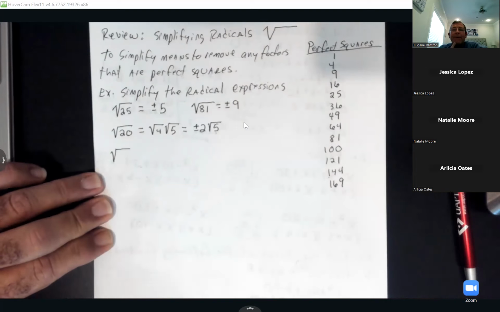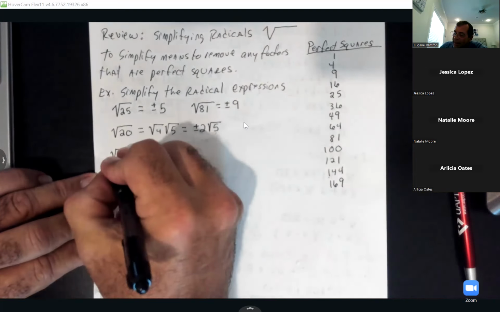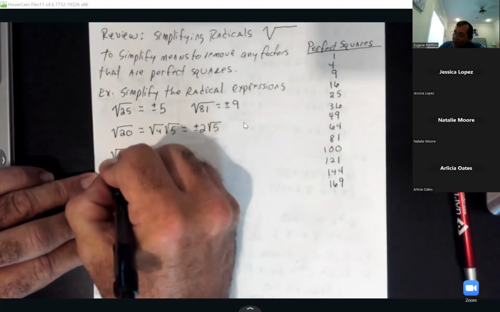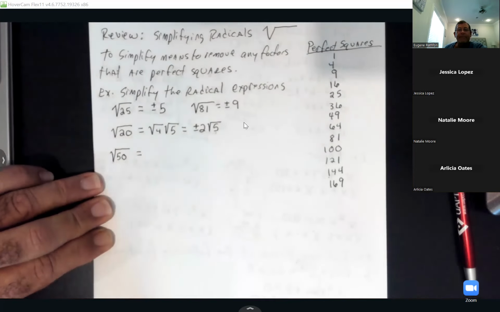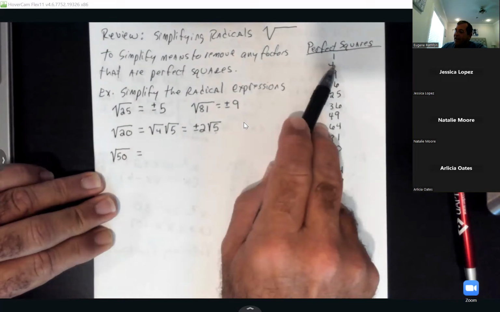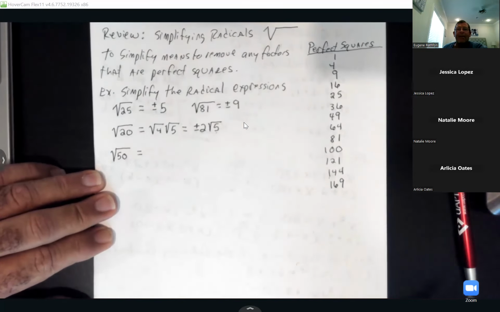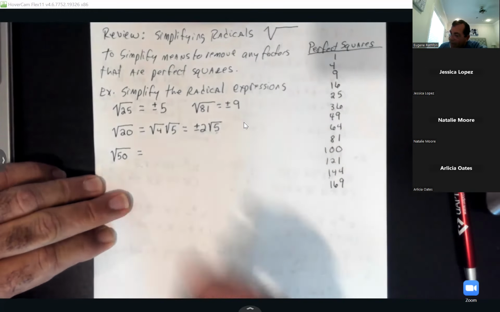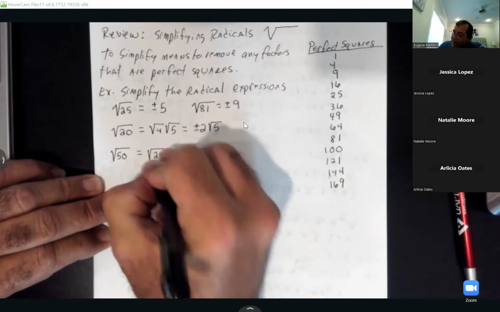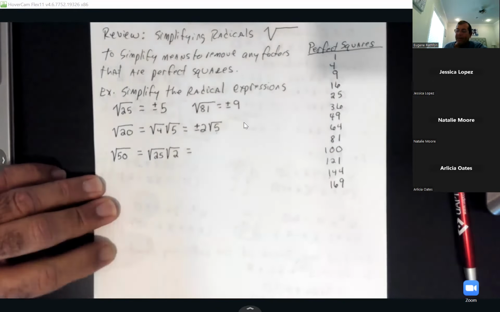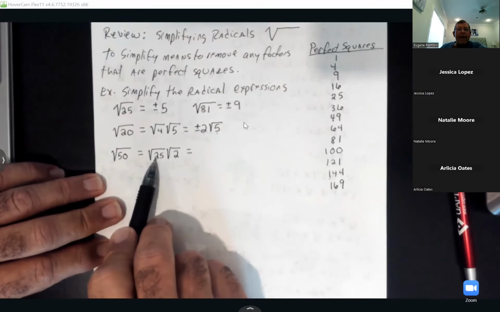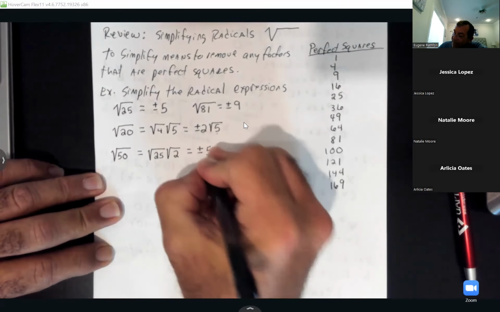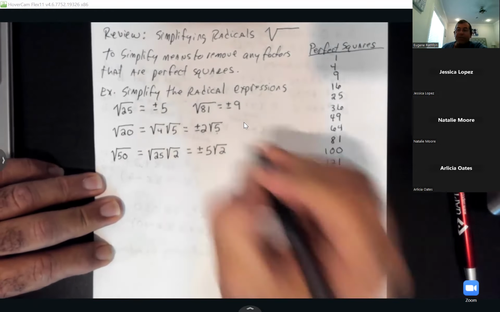All right, y'all, how about if I threw a 50 under here. Does my 50 contain any of these perfect squares as a factor? You could use 25 and 2. So I'm going to do 25 and 2. Good job. All right, so now we broke the 25 out. Now we're going to take the square root of that 25. We'll get a plus or minus 5 square root of 2.